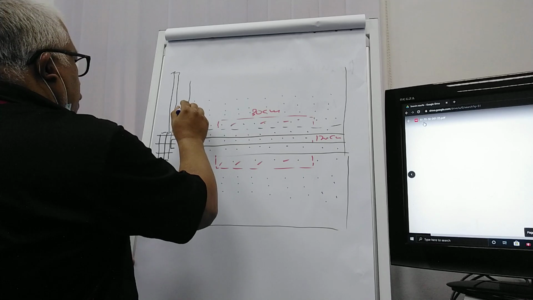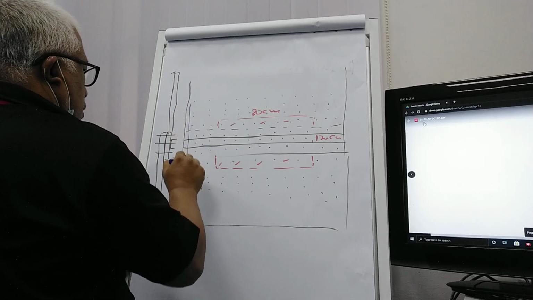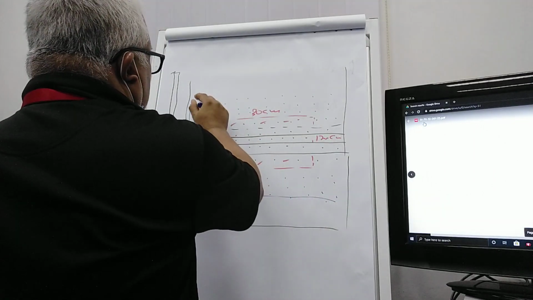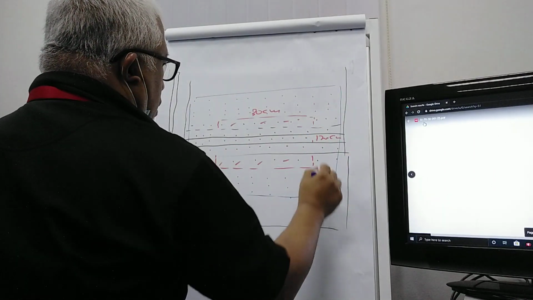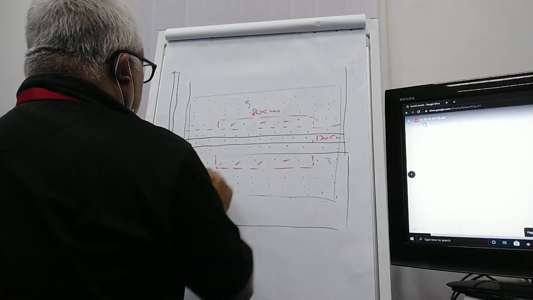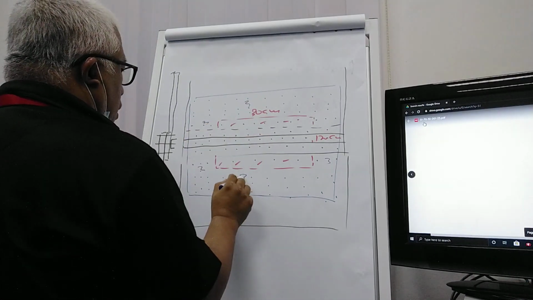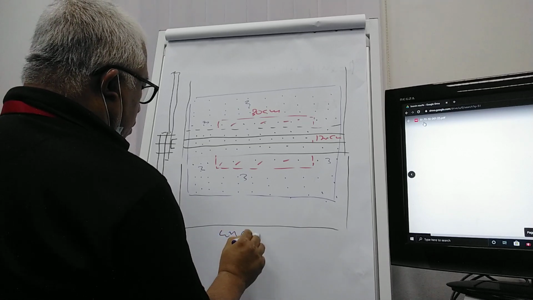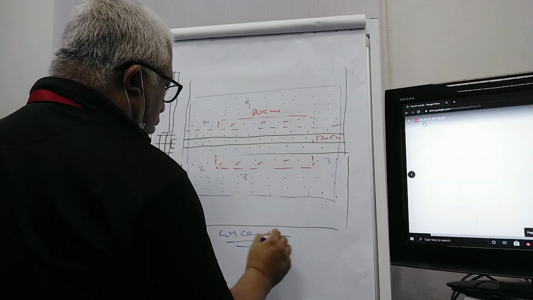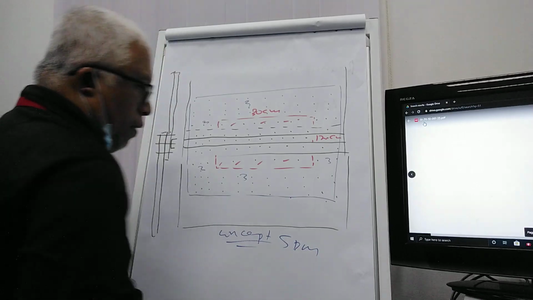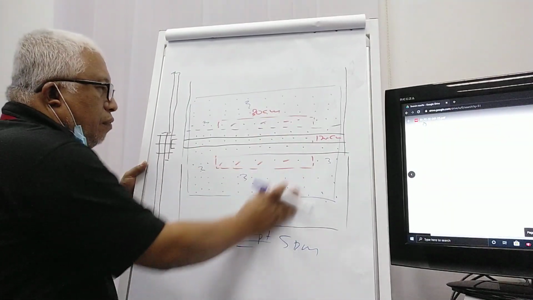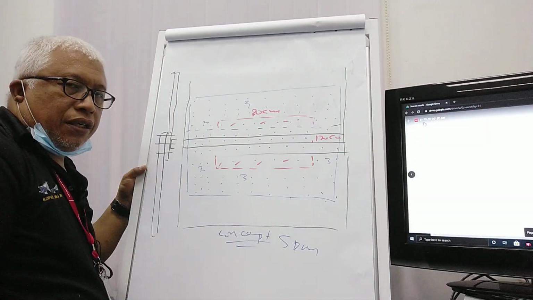So we extend 3 fasteners around the doubler, and 3 also. Okay. 3 here, 3 here, 3 here, 3 here, 3 here, 3 rows. So this is the concept based on SRM.